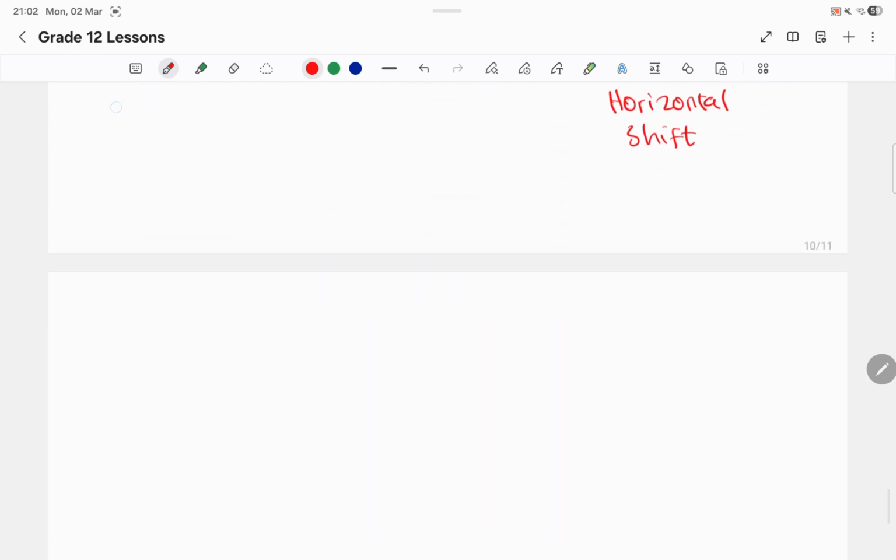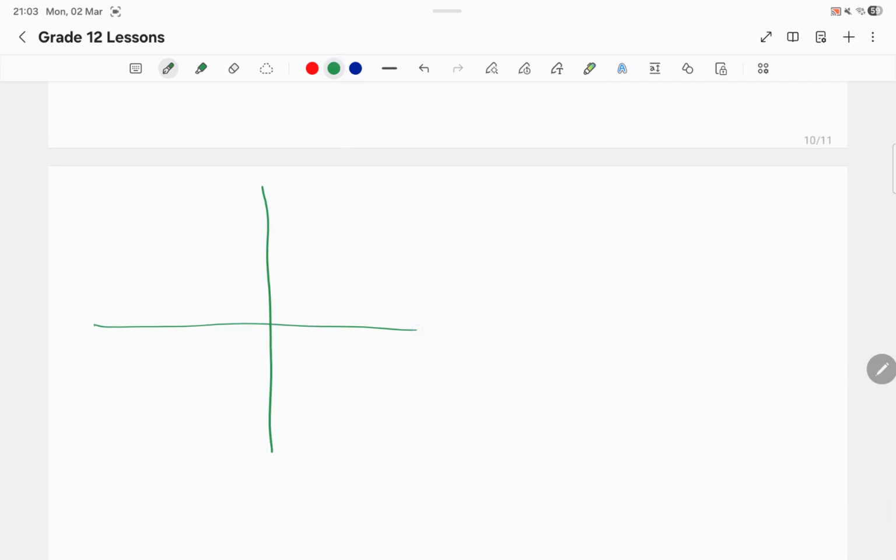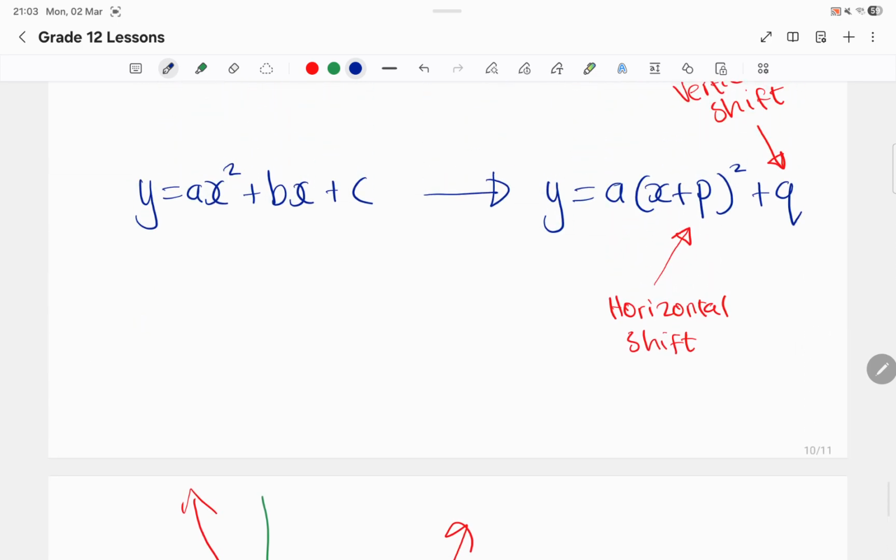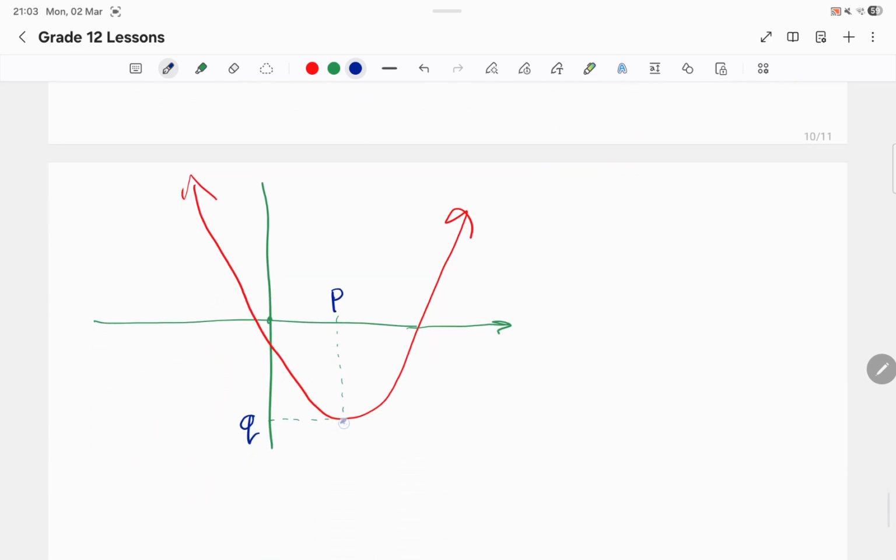So for instance, let's say we've got our graph, something like this, right? You can see that this graph is actually shifted from the origin, to turn up here. It turns here, right? So basically that becomes your P value and this becomes your Q value. So in this form, already you've got the coordinates of the turning point. Your turning point will be P and Q, right?